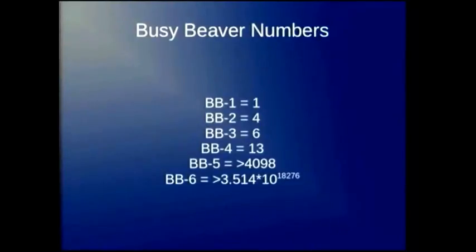Now, just the fifth number in this sequence, we haven't been able to compute yet. We know it's greater than 4,098. Busy Beaver 6 is highly likely we'll never be able to figure out. But it is 3.514 times 10 to the 18,000. 10 to the 18,000 steps that this machine makes and still finishes. Which is a little odd considering we can't do 2 to the 256 calculations. But we know that this takes 10 to the 18,000 steps and finishes.